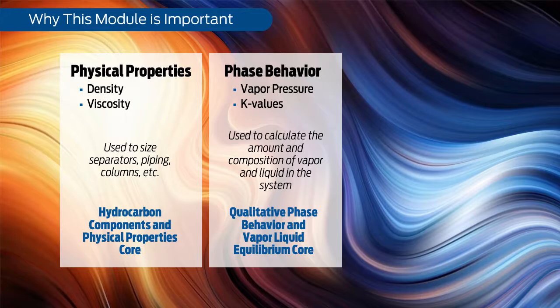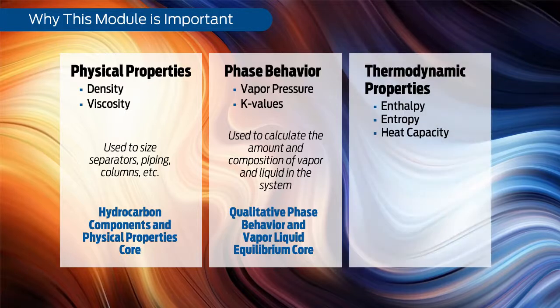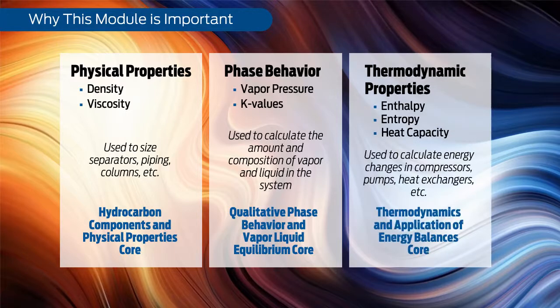In addition to physical properties, thermodynamic property correlations allow the prediction of phase behavior and the calculation of energy changes in systems. These thermodynamic correlations require accurate prediction of fluid density, which is almost always provided by an equation of state. Equations of state will be discussed in more detail later in this section.